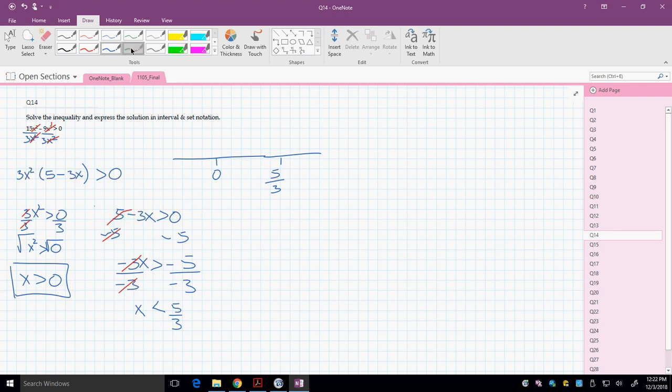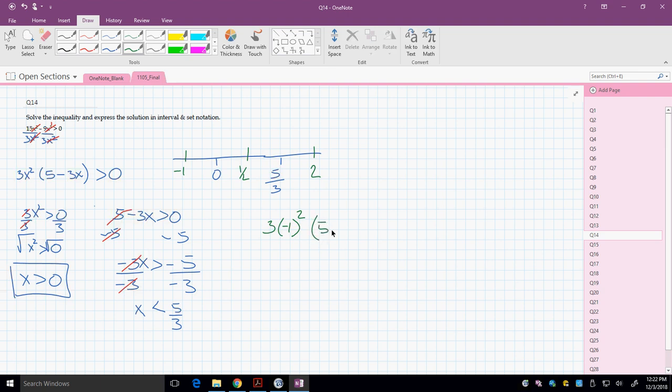So I'm going to pick a number that is less than, so I'm going to use negative 1. A number in between, so I can use half. And a number that is outside the range, and I use 2. So I substitute those numbers in here. I'm going to start with a negative 1. I'm going to have 3 times negative 1 raised to the second power.